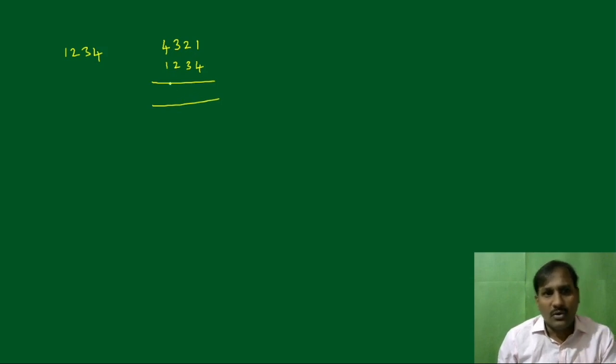Take any four digit number, let us say 1, 2, 3, 4. Write them in ascending order and descending order. So first I am writing it in descending order. It is already in the ascending order. Now take the difference between them. Always subtract the smaller number from the greater number.